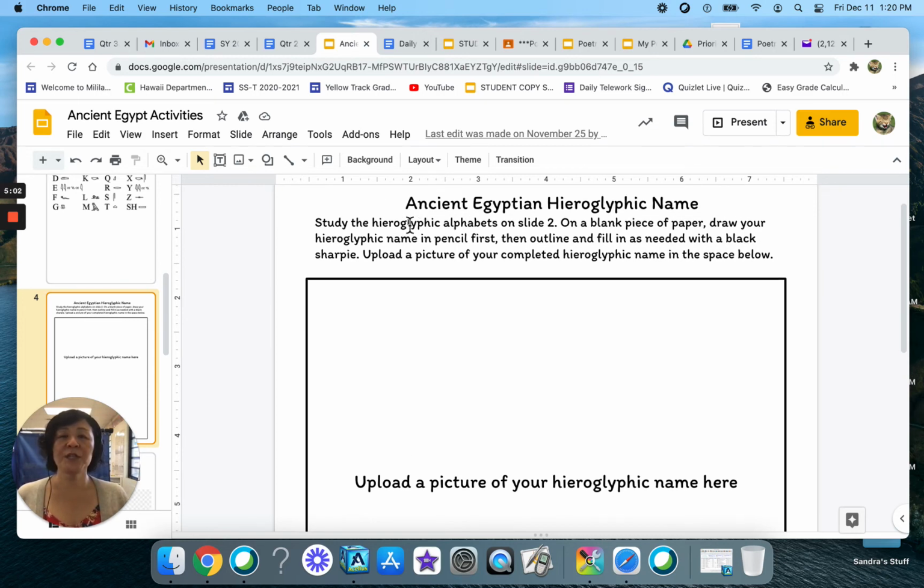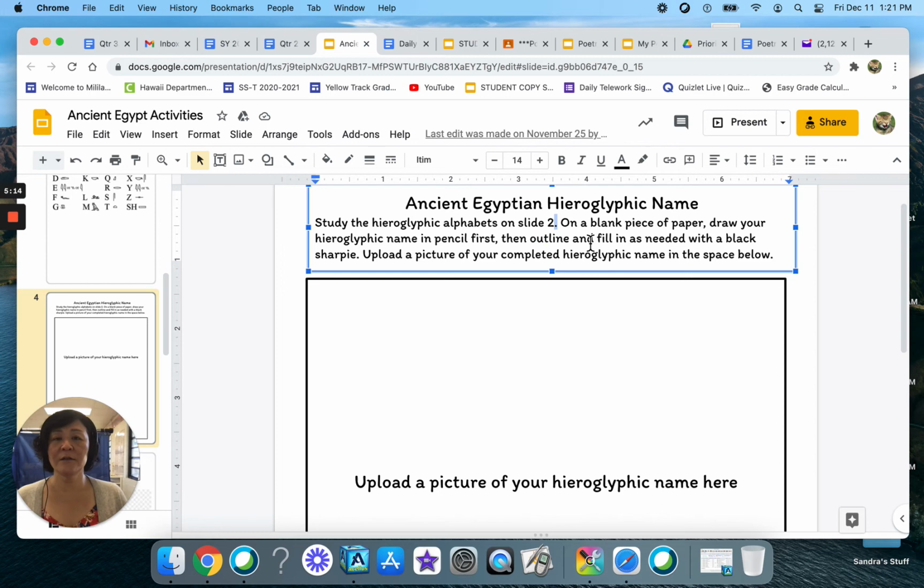So, ancient Egyptian hieroglyphic name. Study the hieroglyphic alphabets on slide 3. It actually should be slide 3. Sorry, guys. Slide 3. And then on a blank piece of paper, draw your hieroglyphic name in pencil first, then outline and fill in as needed with the black Sharpie.